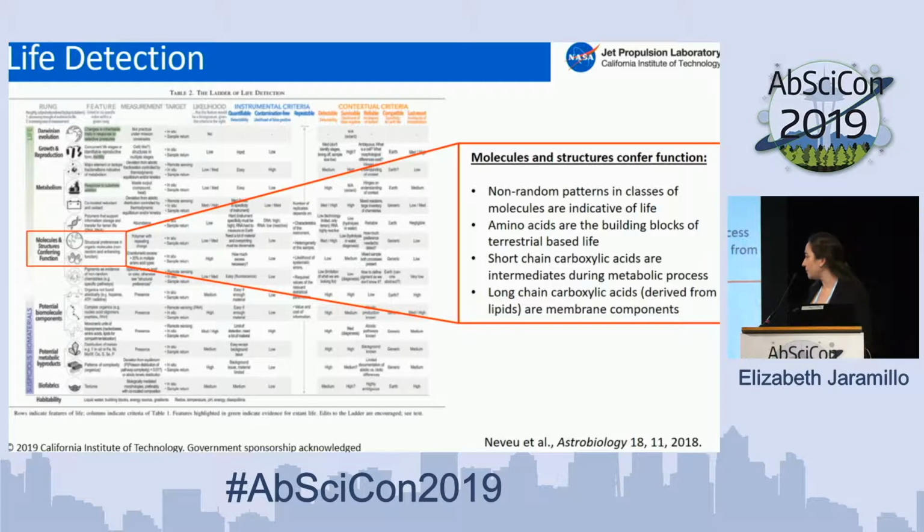And there was this wonderful paper that was published that sort of delineates how you might search for life and detect life on other worlds. And the method that I'm developing would sort of fall on the rung that describes molecules and structures conferring function. So I would be looking for patterns within classes of molecules that are not random and therefore might be indicative of life. And the classes of molecules that I'd be looking at are things like amino acids or carboxylic acids, because they're important intermediates in metabolic processes, and they can sort of be components of cell membranes and things like that.